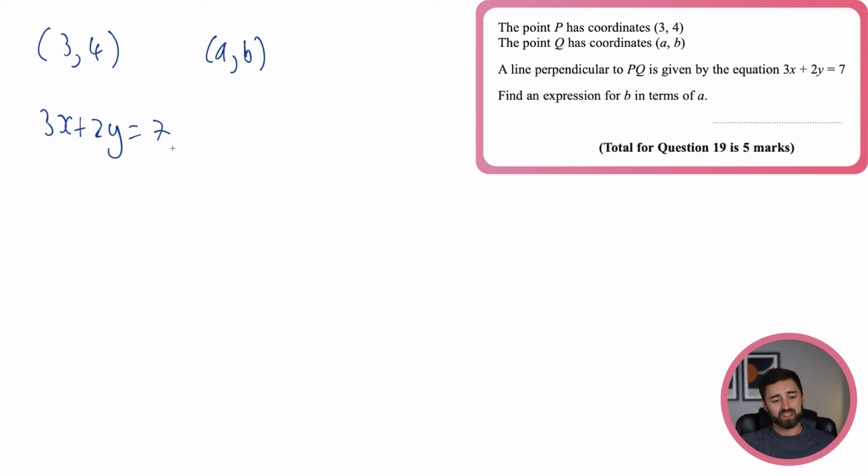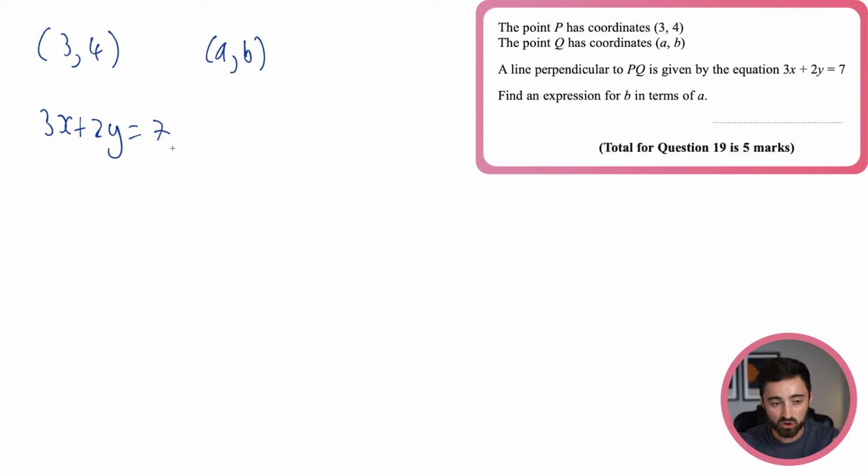Ugh, okay, pretty grim. It says expression for B in terms of A. So our answer isn't going to be B is 4. Our answer is going to be B is, I don't know, A plus 3 or something. What is the area of maths that they even want us to do here? How am I going to create this equation, right?